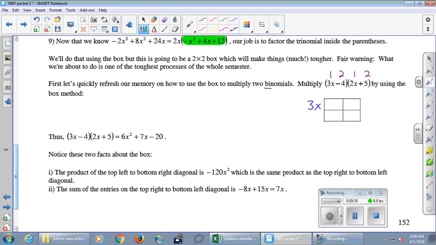Everybody put a 3x and a -4 out there. And up above, 2x and +5. And then the way we use the box to fill in the box is to just multiply. And so that guy right there is a 6x squared. Go ahead and fill in the other 3 rectangles.